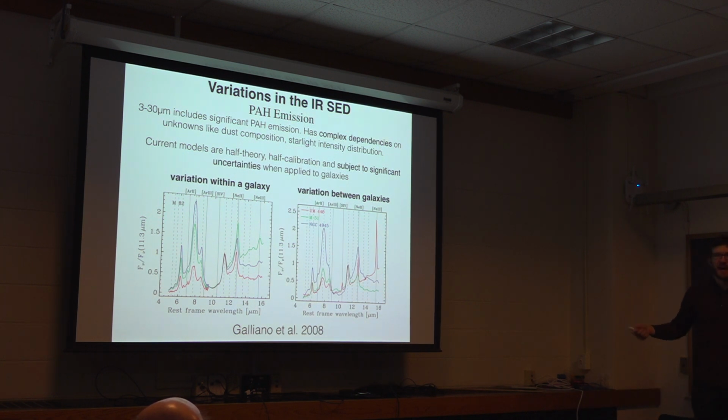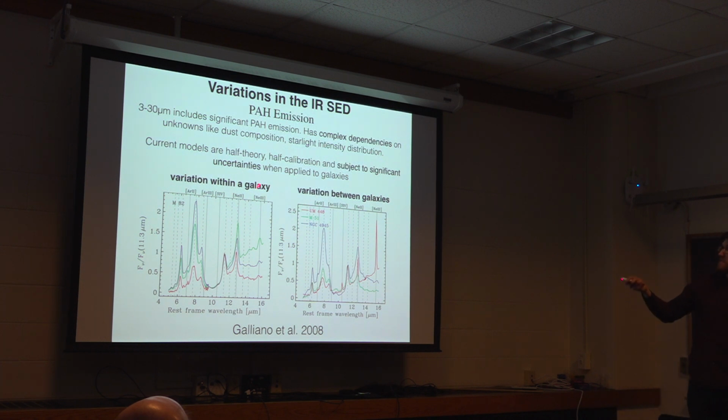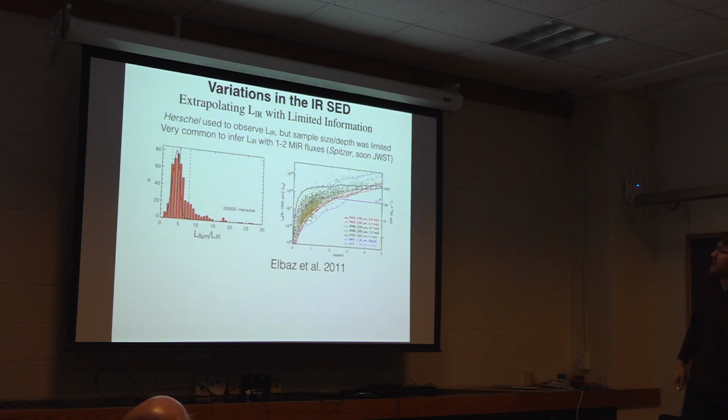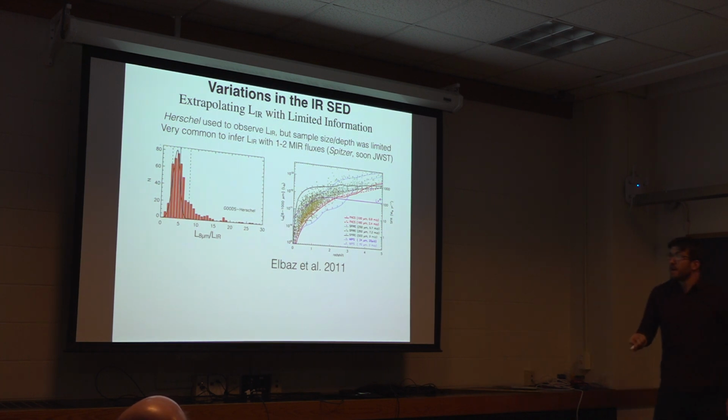The current models are sort of half theory, half calibration, and so when you're applying these models which are calibrated on galaxies, which are often local, to galaxies where there is much less calibration, often in the distant universe, they're subject to significant uncertainties. And so there are limited ways to check these models at high redshift.